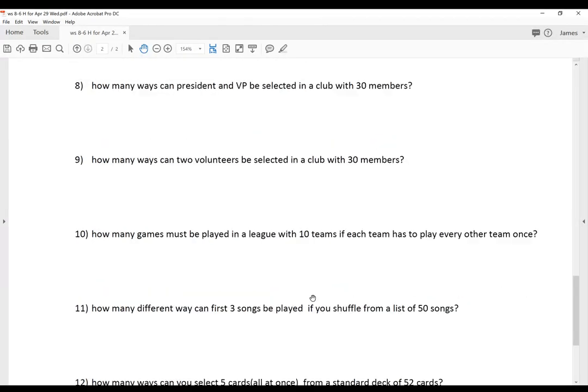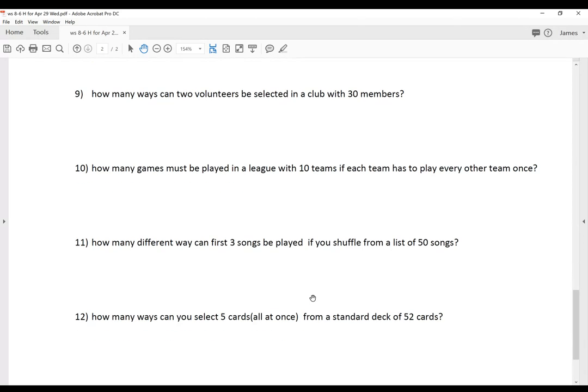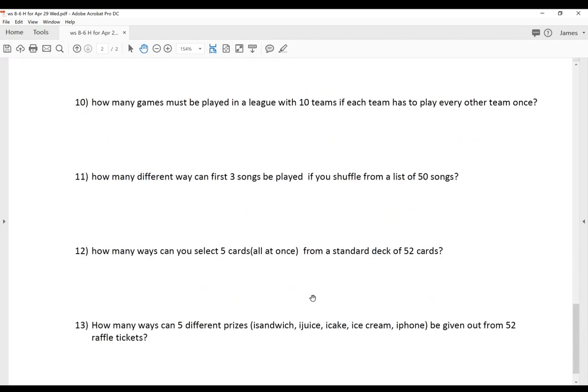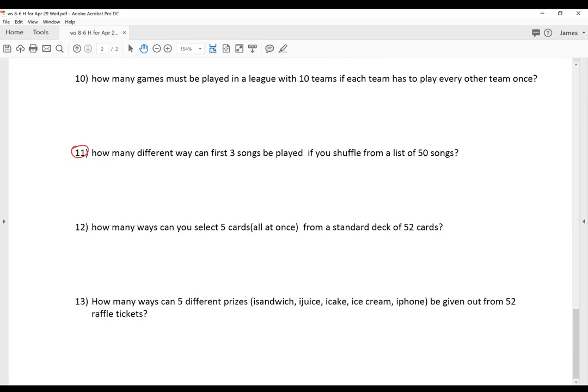For example, number 11. You have 3 songs to fill in, and then you have 50 songs to choose from. Okay, you have 50 songs in your playlist. You're going to choose first, second, and third song. Well, you have 3 spaces, and you're starting with 50 choices, and then you don't want to play same song twice, so now you have 49 choices and you have 48 choices. That's permutation. The order, if you switch it around, it's a different situation. So you just basically do 50 permutation 3.